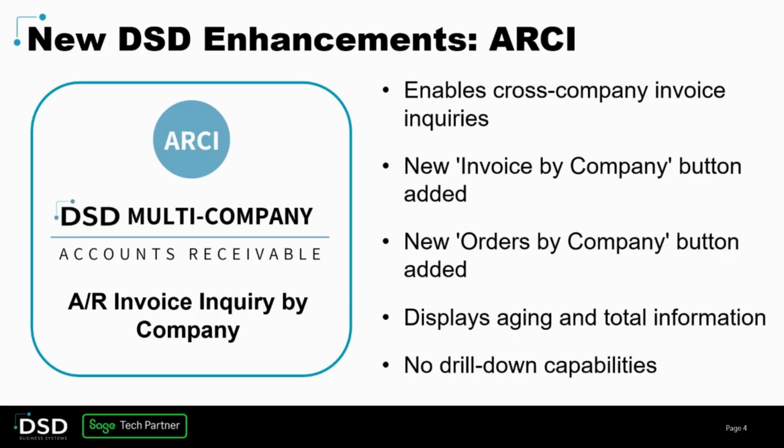Like our APCI enhancement, we have the same thing for accounts receivable. So ARCI is the AR invoice inquiry by company. So in customer maintenance, we've added a new invoice by company button and an orders by company button in customer invoices as well as the sales orders. It shows combined information across companies for that common customer number, and it also combines the aging and total information.